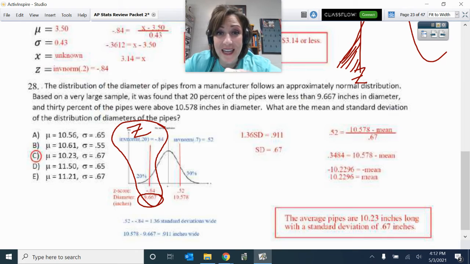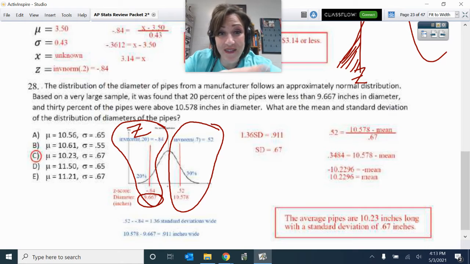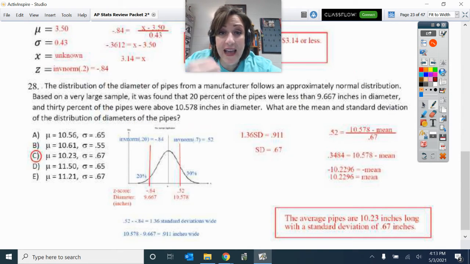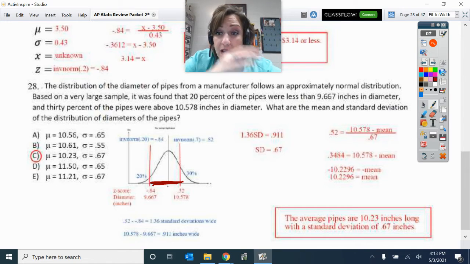All right. Then the second fact is that 30% of the pipes are above. So that's this top 30%. So look, I inverse normed 0.70, that area below, and that's a z-score of 0.52. And that corresponds with a diameter of 10.578. So now what you see is I have got two measurements. From here to here is a distance in inches, and from here to here is a width in terms of standard deviations.